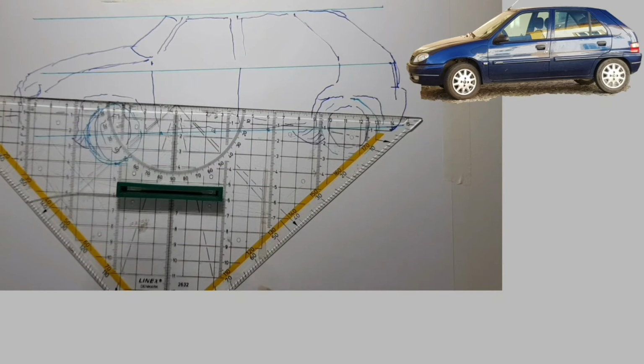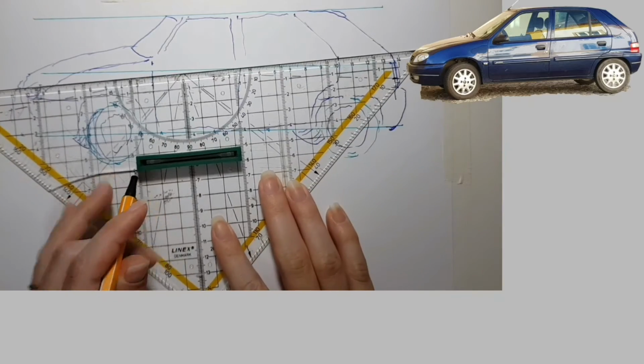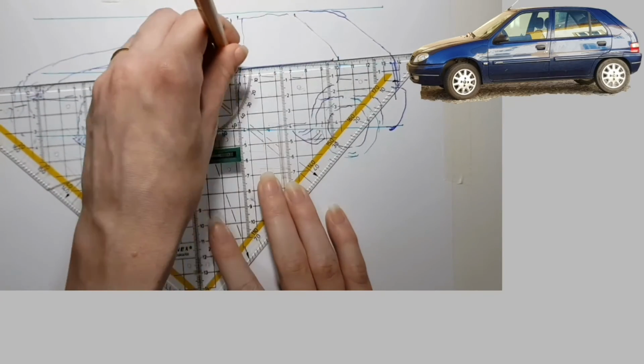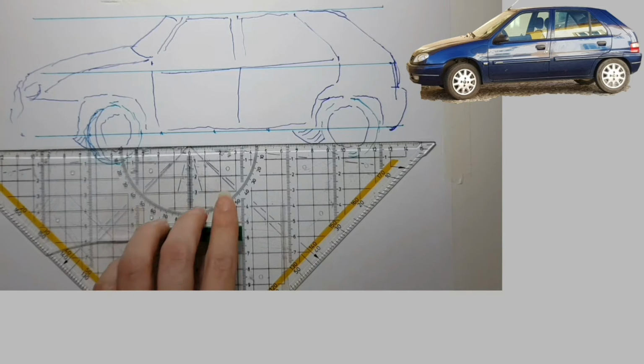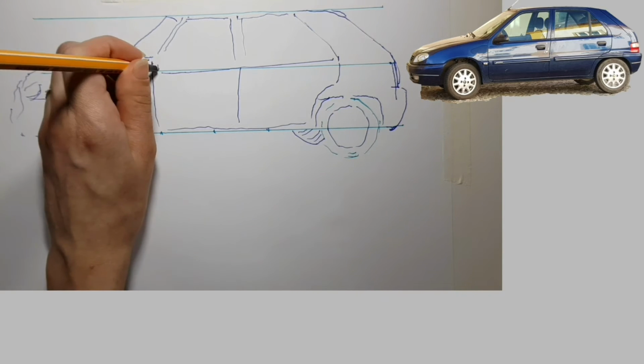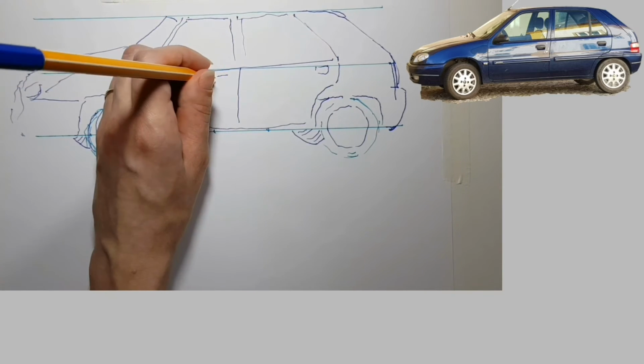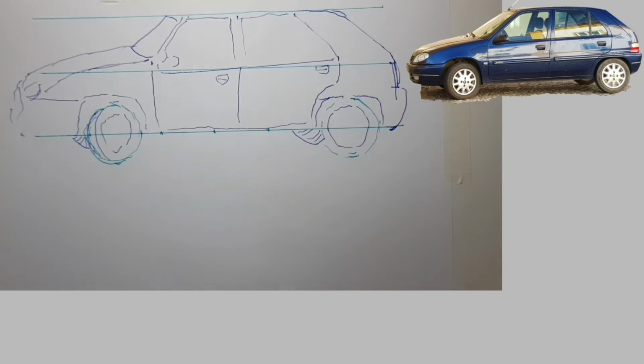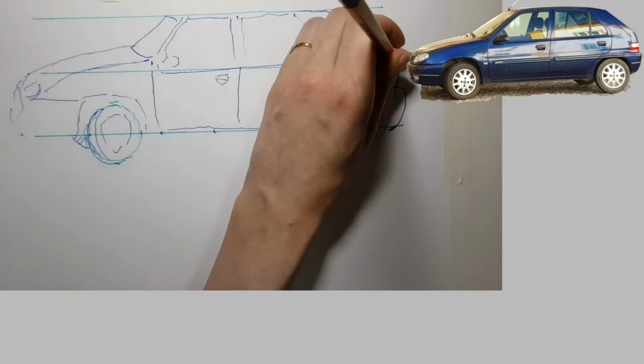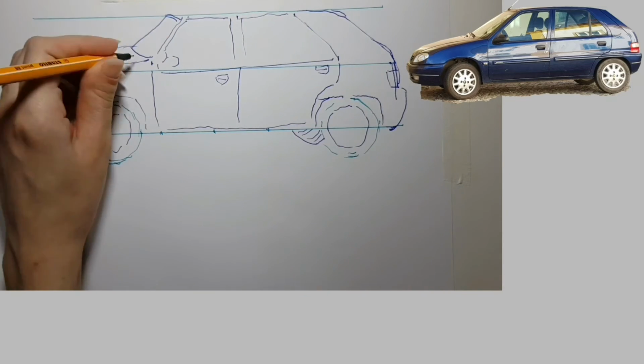I change the angle of the line. One window is bigger than the other. Now you can delete extra lines, correct the relevant lines, and add more details.